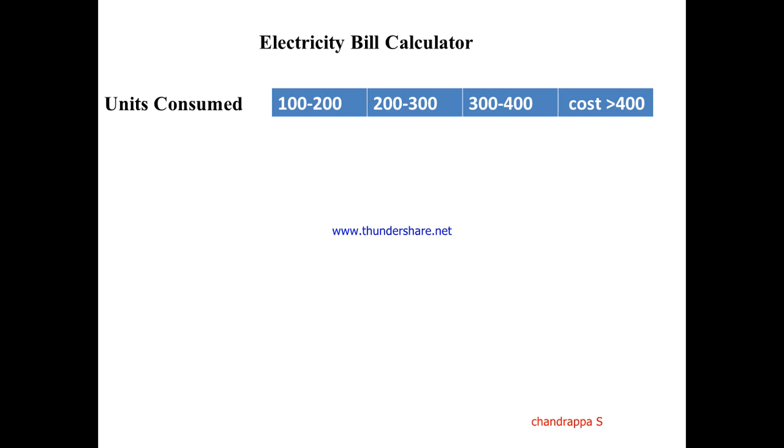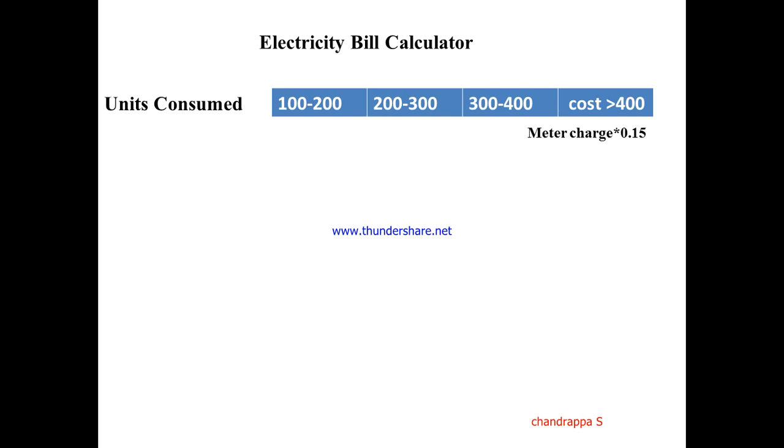Next criteria. Suppose electricity consumed is in between 300 to 400 units. Charges applied for units from 1 to 200 is 0.80 Rs or 80 paise, from 200 to 300 is 0.90 Rs or 90 paise, and for above 300 is Rs 1 per unit.